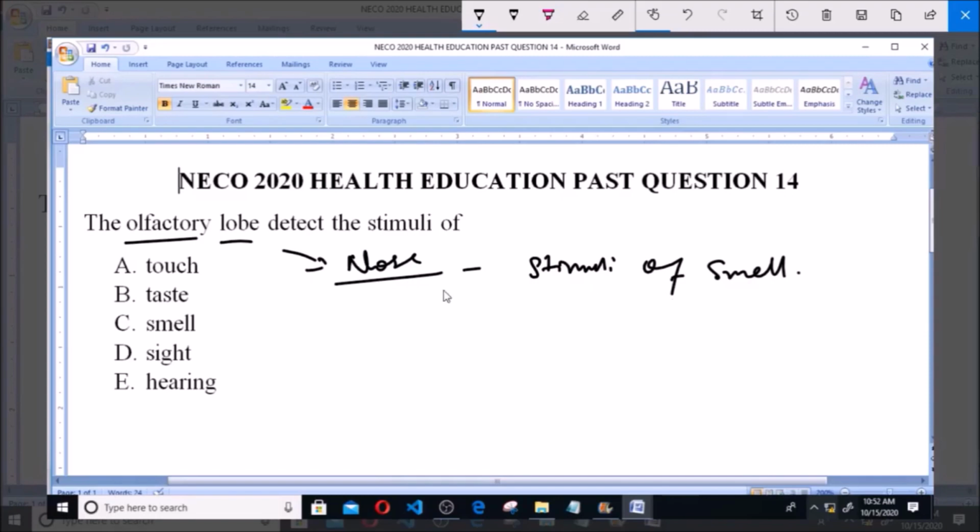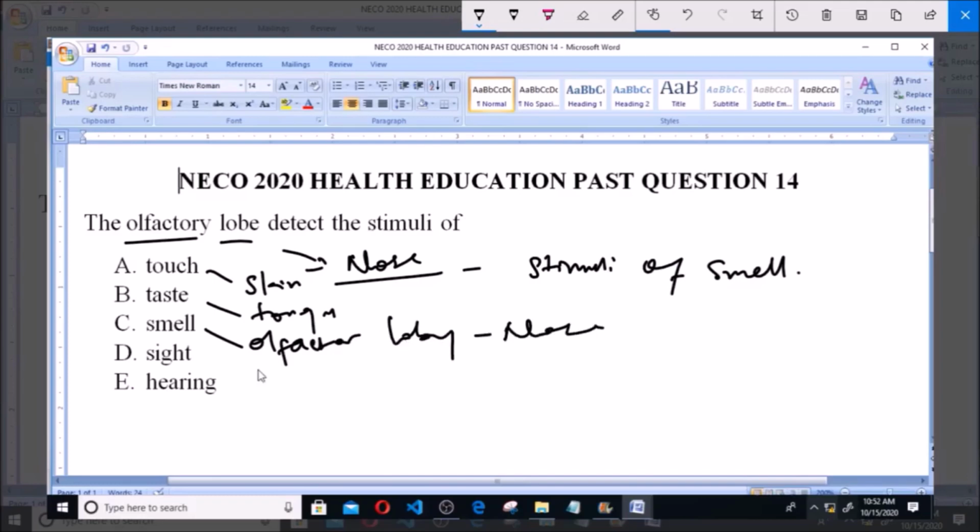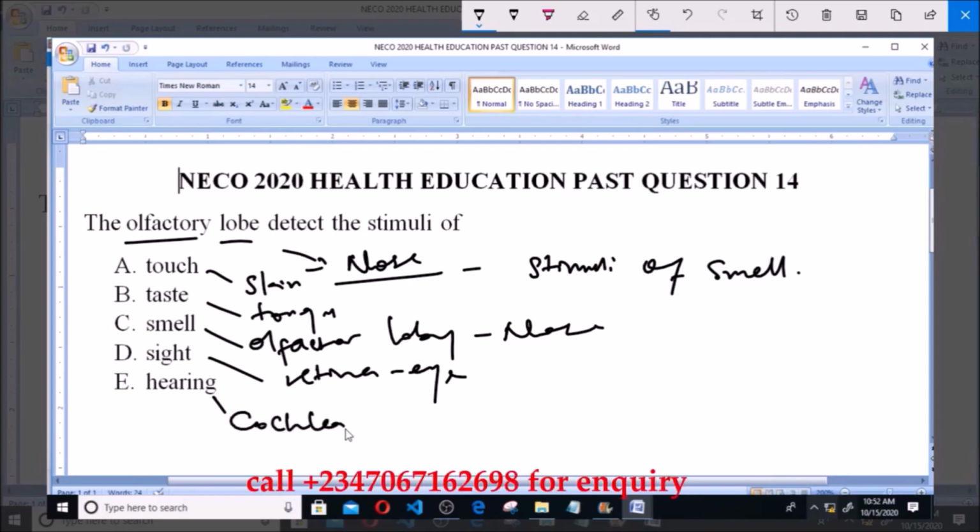smell. Now, touch here is detected by the skin, taste here by the tongue, then smell is by the olfactory lobe located in the nose, sight is by what? Retina in the eye, and hearing is by the organ of Corti or the cochlea located in the ear. So smell is the answer to this question, which is option C. Olfactory lobe detects the stimuli of smell and is located in the nose.